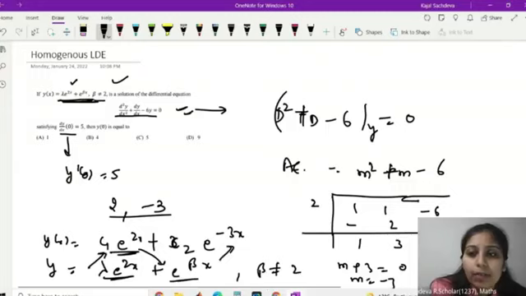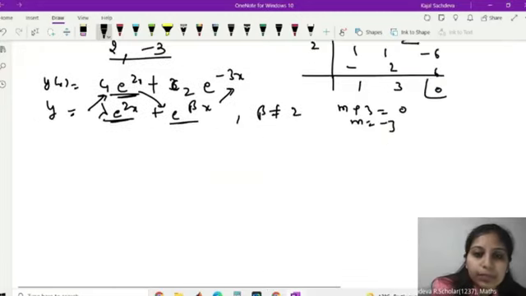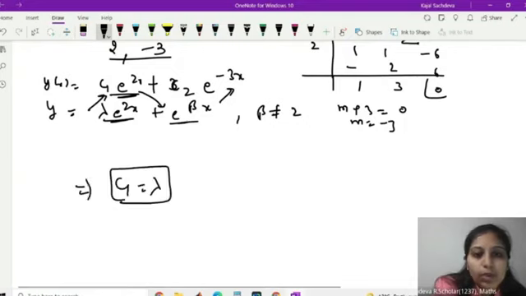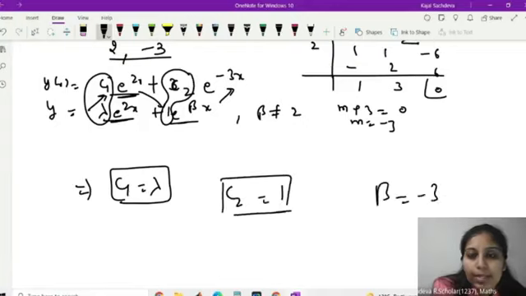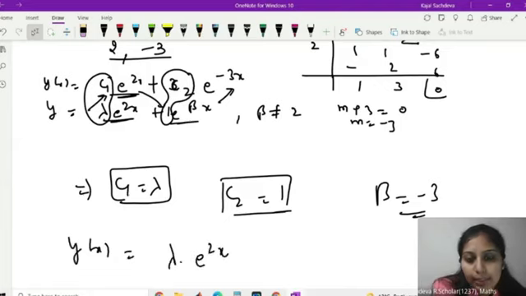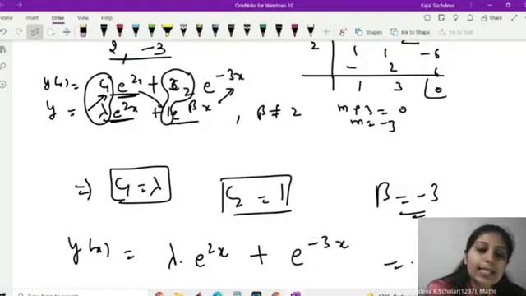So we get, after comparison, c1 is equal to lambda, first of all, both must be equal. And c2 is equal to 1, as no constant is here. So c2 is equal to 1. And beta is equal to minus 3 after comparison. So we get yx as lambda into e raised to power 2x plus c2 value 1 into e raised to power minus 3x. So we get yx as this.